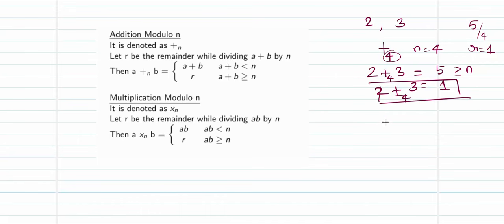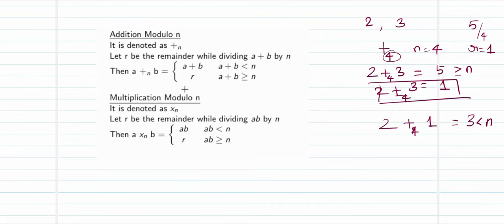But rather in the case when I have 2 addition modulo 4 with that of 1, what will be 2 plus 1? 2 plus 1 is going to be 3, which is well less than n, which is 4. So the value is taken as such. So this is what we mean by addition modulo.